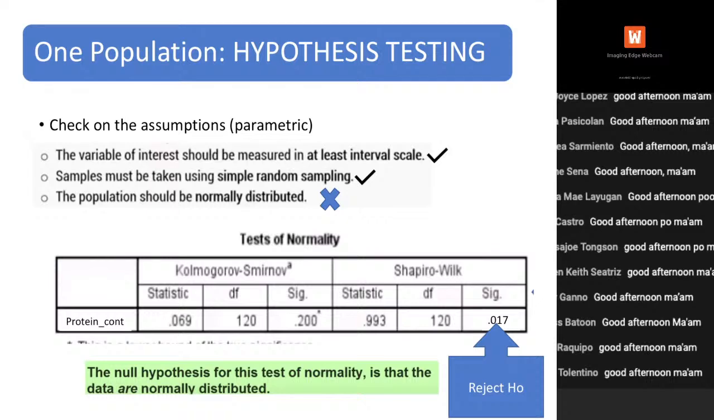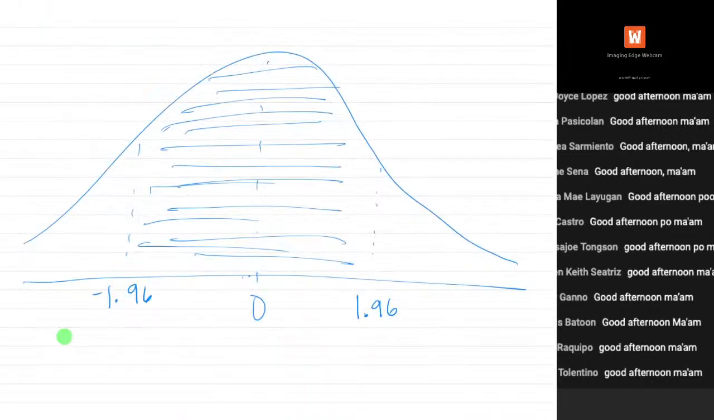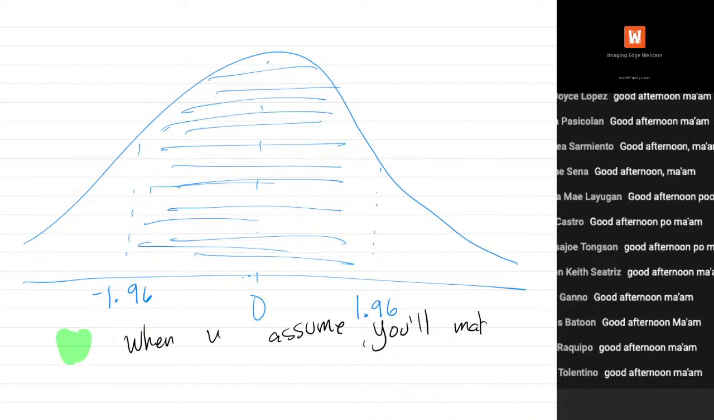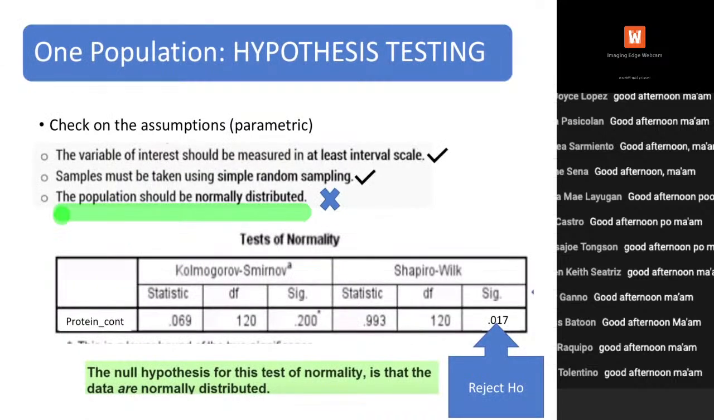Ito, laging tinetest. Huwag mag-assume. You know why? When you assume, you know what happens? You'll make an ass of you. Okay, never assume. Okay, so you have to go to a normality test.